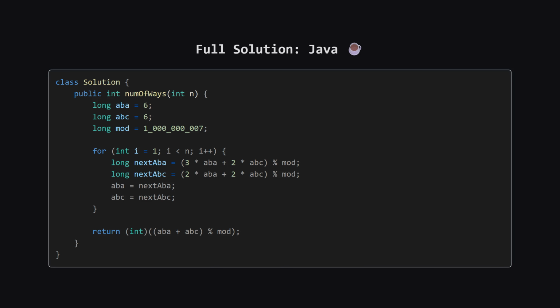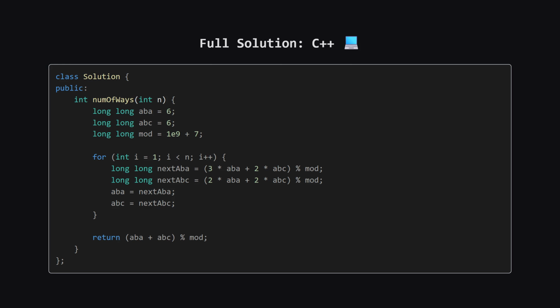Alright, as promised, here is the full solution in Java. Notice we use long to prevent overflow before the modulo operation. You can pause the video here to take a closer look. Next up, here is the C++ version of the solution. We use long here for the same reason, handling those large intermediate values. Feel free to pause and review the code.